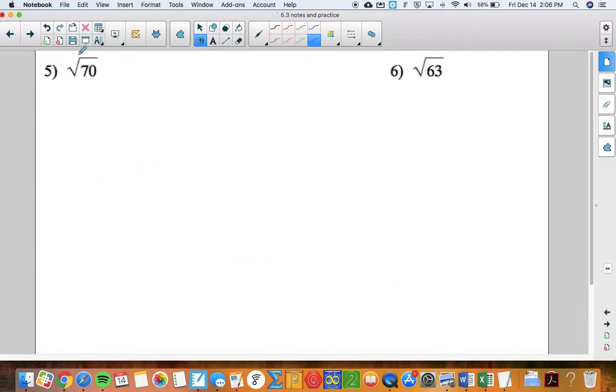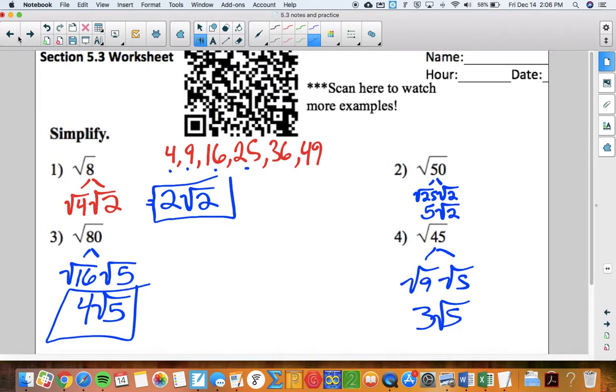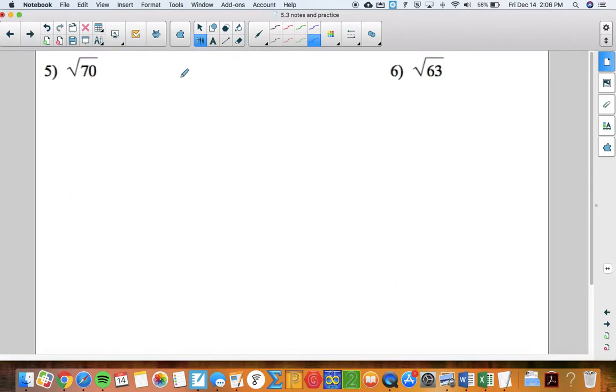Square root of 70, that's funny, we debated that one, and I can't think of a perfect square that is a factor of 70, right? You guys get stuck on that one? I don't think we can break it down anymore. I think that's the most simplified.